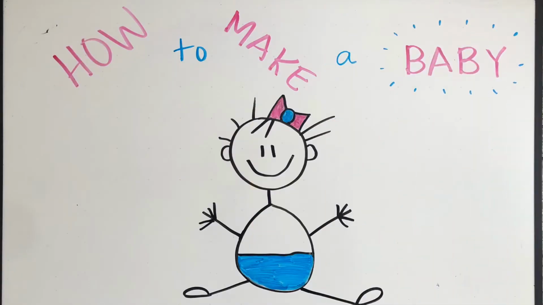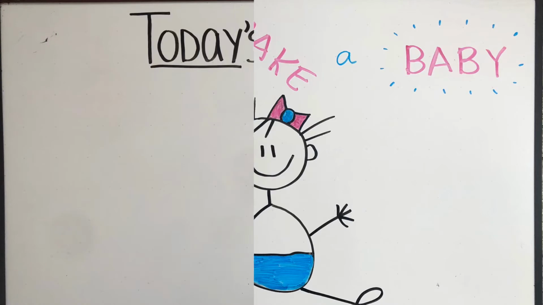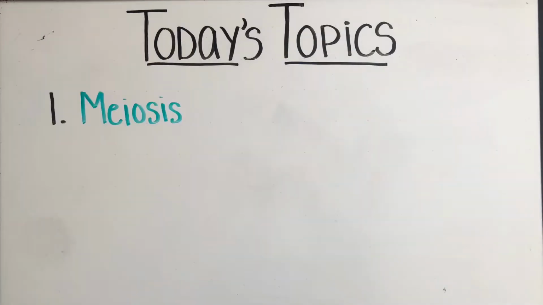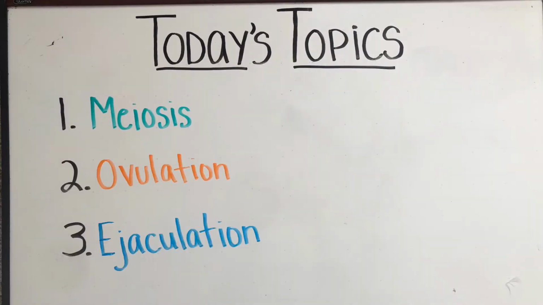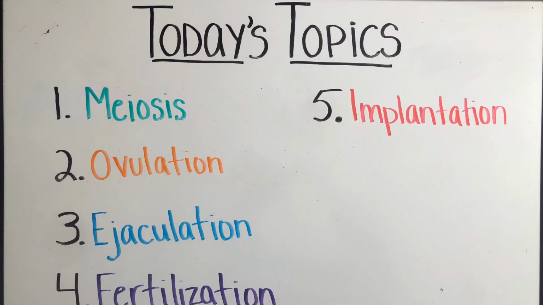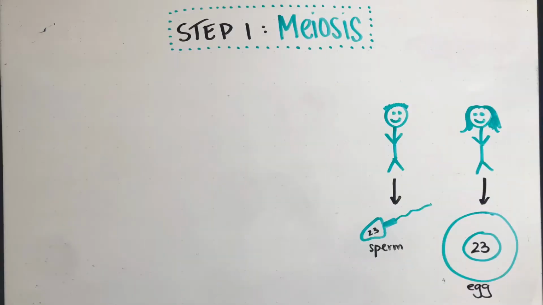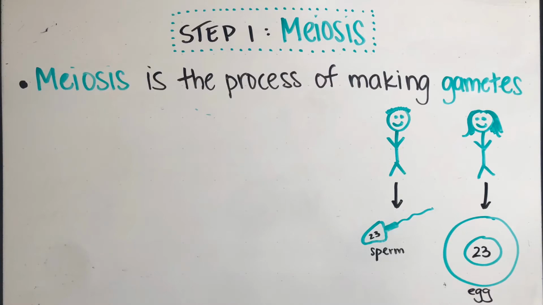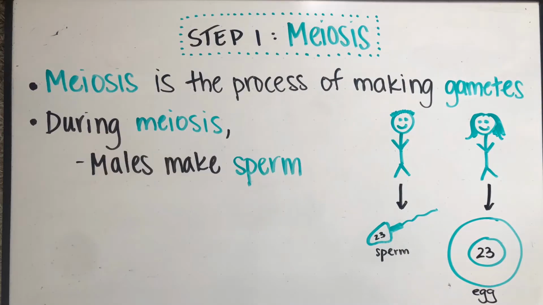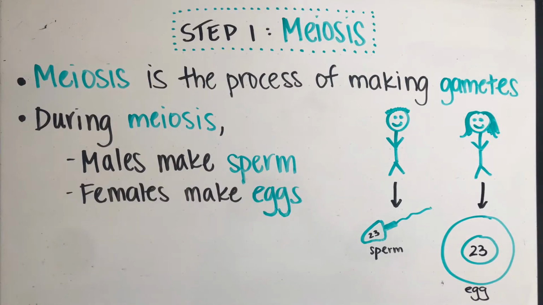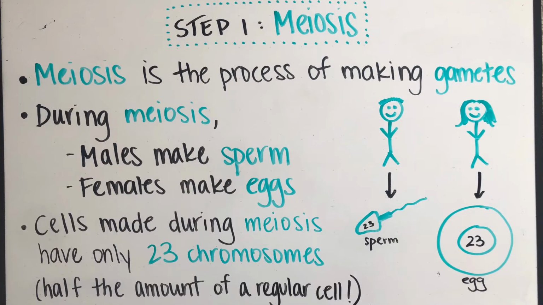All right, folks, let's learn how to make a baby. Today's topics are meiosis, ovulation, ejaculation, fertilization, implantation, mitosis, differentiation, and birth and delivery. The first step towards making a baby is meiosis. Meiosis is the process of making gametes. During meiosis, males make sperm, while females make eggs. The cells made during meiosis are special because they only have 23 chromosomes. This is half of the number of normal chromosomes that a body cell would have.